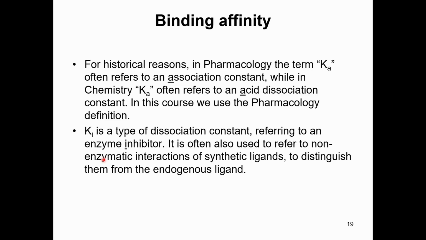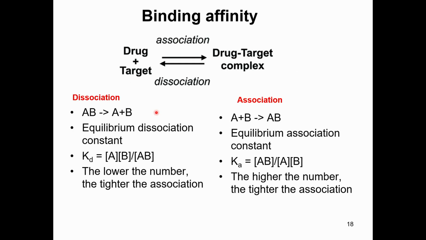There's another K constant that you encounter in pharmacology, which is called Ki. It is actually a type of dissociation constant, but it's used specifically for enzyme inhibitors, so it's another special thing. But remember, the Ka in pharmacology is different than in inorganic chemistry, and really important, the Kd is how we measure the affinity of drugs for their targets.